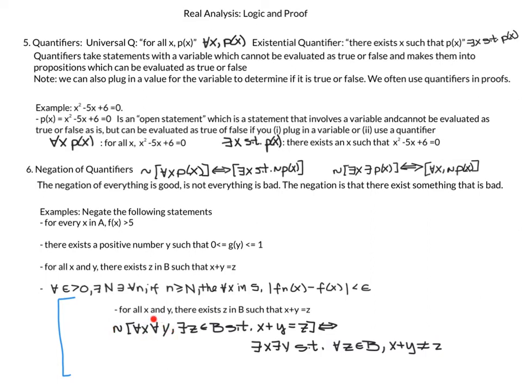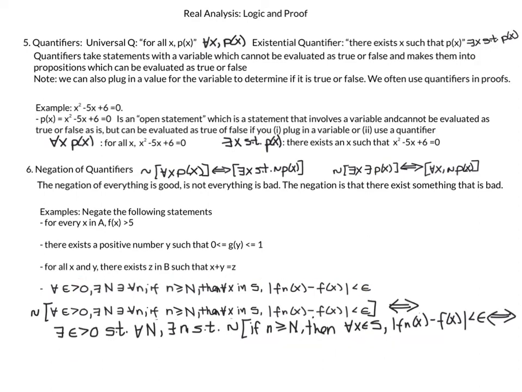Now to negate the for all, I need to replace it with there exists x such that. So I'm going to say there exists x, there exists y such that, and now to negate my there exists, I have to write for all. So for all z in B, I have x plus y, and now I need to negate this portion: is not equal to z. So this is my complete negation here.